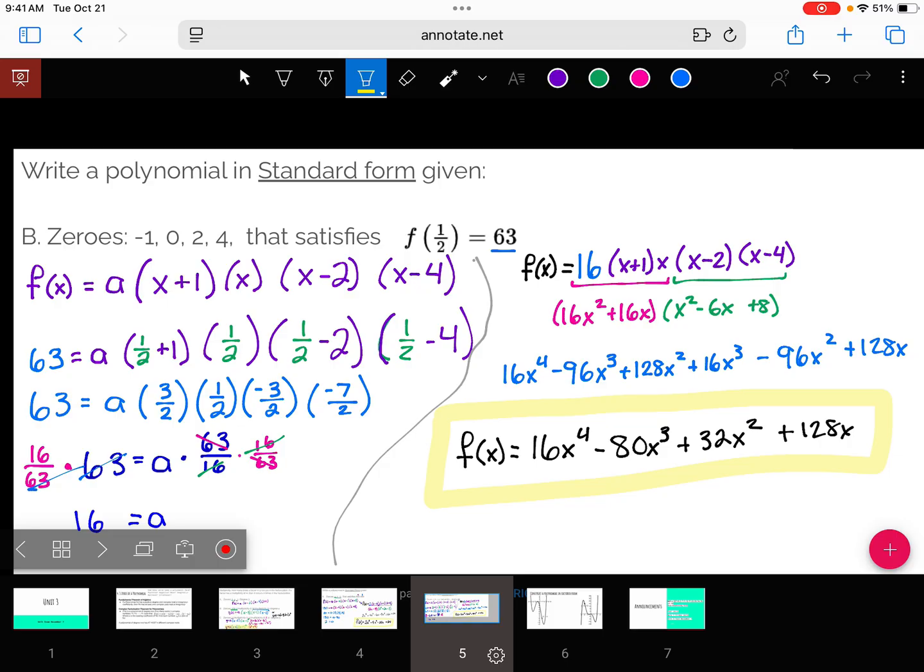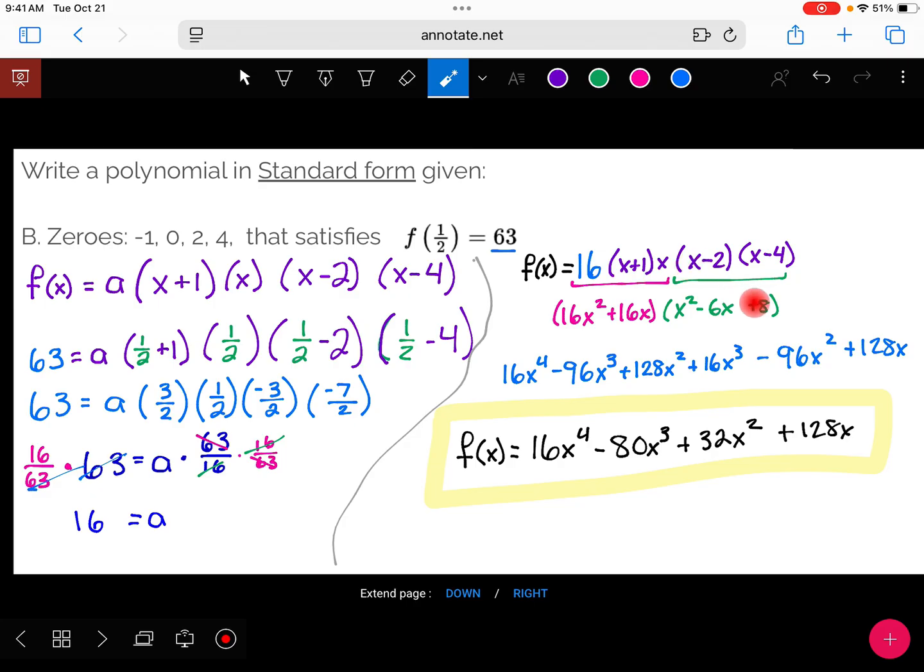Where did I lose you? Positive 128, and that would be this 16x squared times this 8. I did my 16x squared times the x squared, 16x squared times minus 6x. I see what I did. Okay.